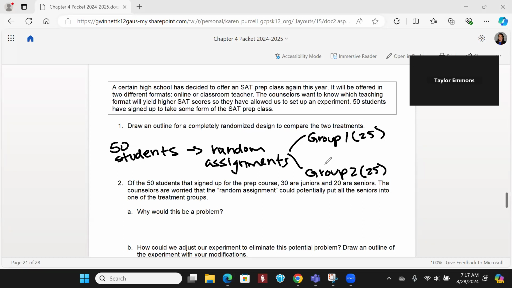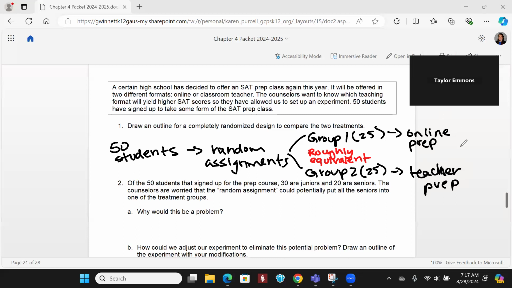If they told us like 55 kids, what you want to do is roughly make these equivalent. Okay, so if you have like an odd number, you want to make them roughly equivalent. Yeah, you can't have half a person. All right, we got the online prep course, and then we also have the teacher prep course. And then you're going to compare the SAT scores.